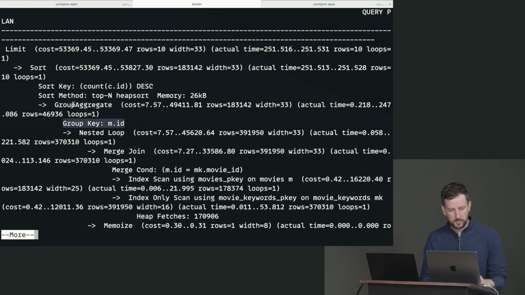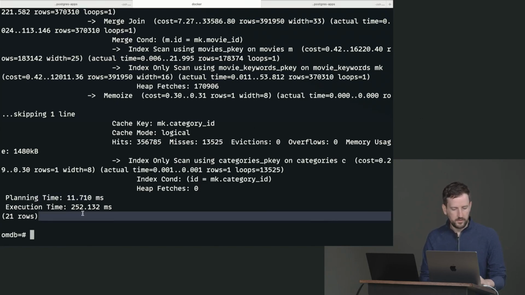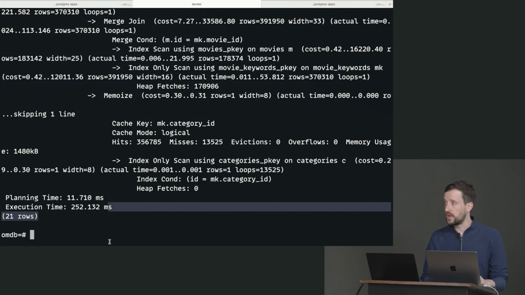Grouping, it does the grouping by m.id. Did a merge join, or did a merge condition on this. You can see here we did hit an index scan using the movie's primary key. That's cool. Index only scan, another good thing to see. Planning time, execution time, that's always something interesting to look at as well.